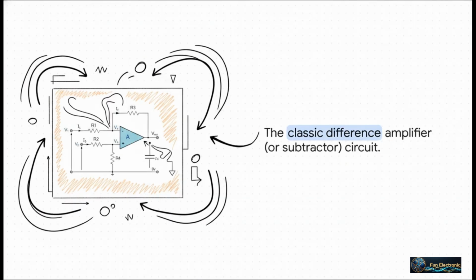So what you end up with is the classic difference amplifier, also known as a subtractor circuit. Because of the specific way this resistor network limits the current and dictates the voltage drops, the output voltage emerges as a weighted difference between those two input signals.